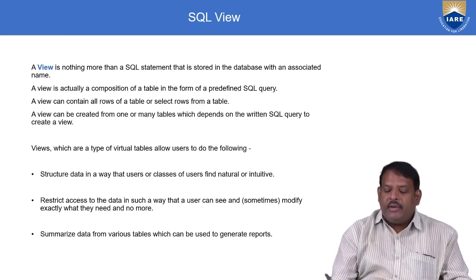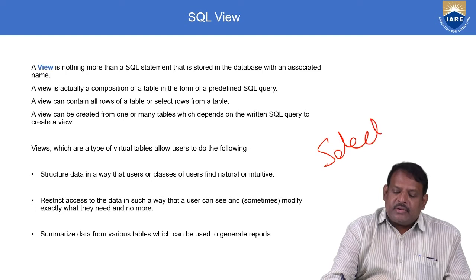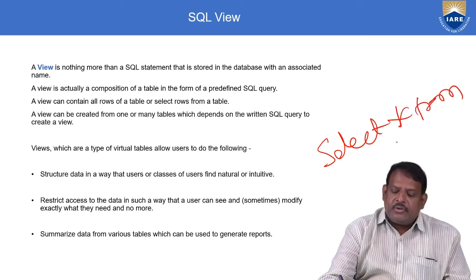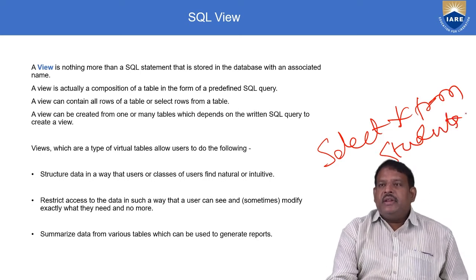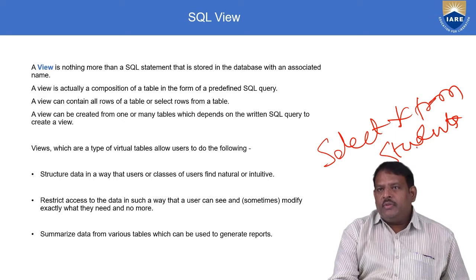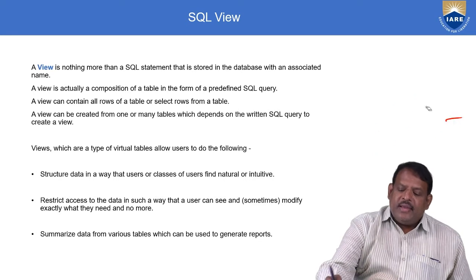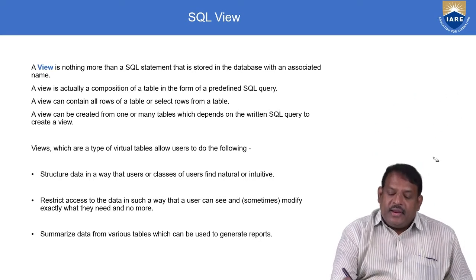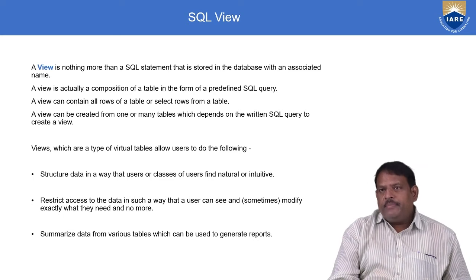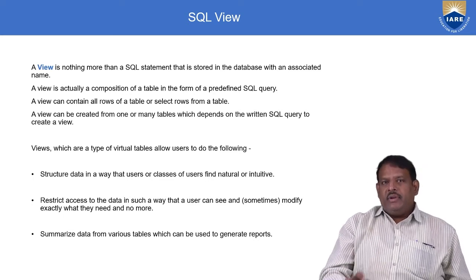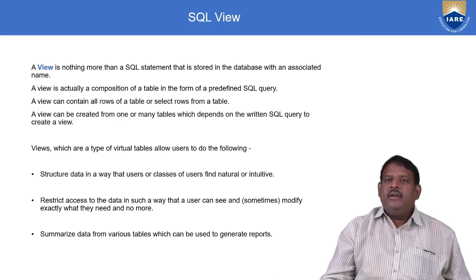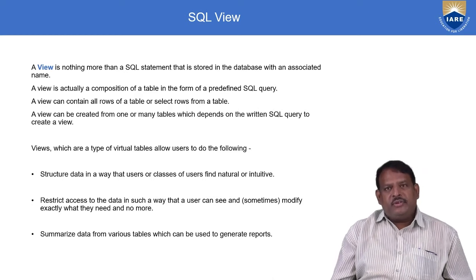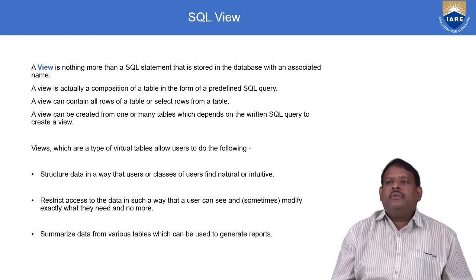Now, what is a view? Like you write select star from a table called student. When you write this statement, select star from student, this is going to give you the student data available in the database table student. Same way, I'll say create view name as select star from student. We'll see the actual query at a later stage. But here we like to understand what is a view. A view is nothing but an SQL statement that is stored in the database having an associated name.